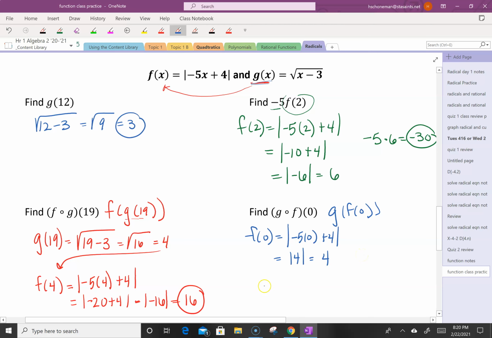Now that I know that, now I can find g of 4. Okay, and g of 4 is the absolute value of 4 minus 1. Just kidding. Just doing the subtraction ahead of myself. Not the absolute value. The square root of 4 minus 3, which is 1. So we got the square root of 1, which is just 1. And that's my final answer.